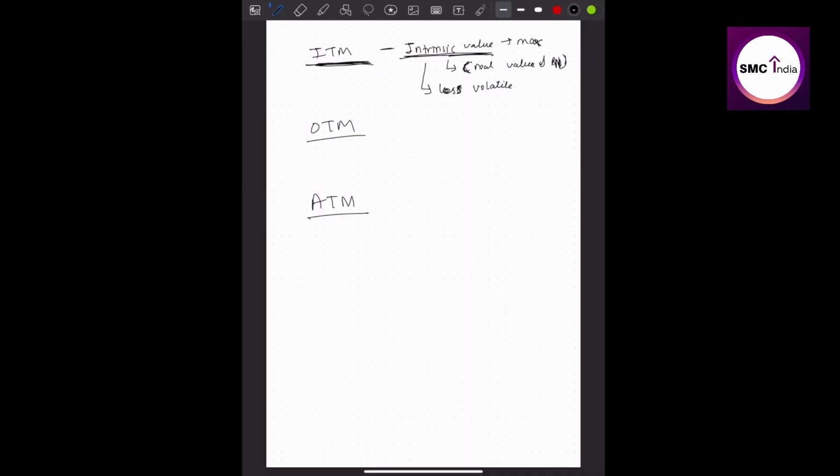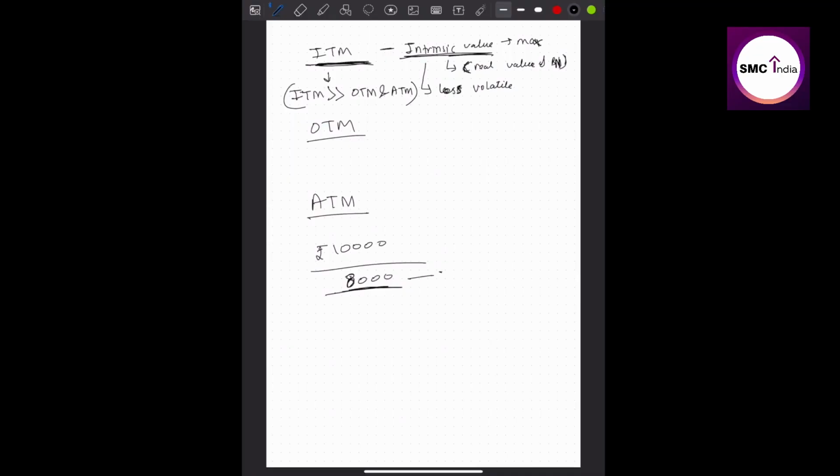Now the catch is, in the money is more expensive than out of the money and at the money. That's the catch. Let's say an in the money Bank Nifty lot costs 10,000 rupees, or let's say 8,000 rupees. Okay, 8,000 rupees. Your total fund is 10,000 rupees.